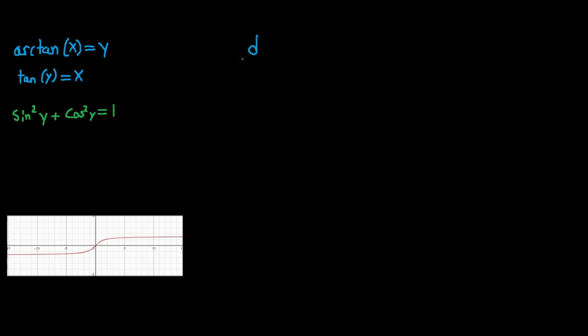So that's just going to be d over dx of tangent y equals d over dx of x. And of course, the derivative of tangent of x itself, or tangent of y, anything, is just going to be secant squared. And then using the chain rule, we get dy over dx multiplied to that. And then, of course, the derivative of x itself is just going to be 1.